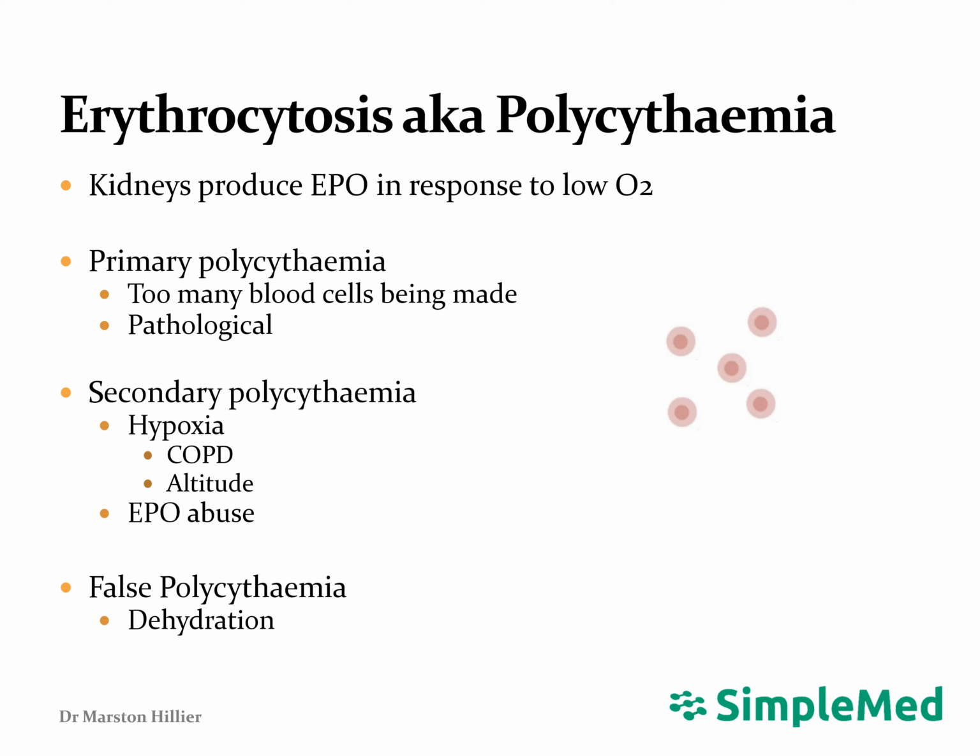Often, in the absence of a clear cause of polycythemia, common advice is to ensure that a patient is well hydrated and then recheck a full blood count to see if the polycythemia persists, as it may simply be due to dehydration.